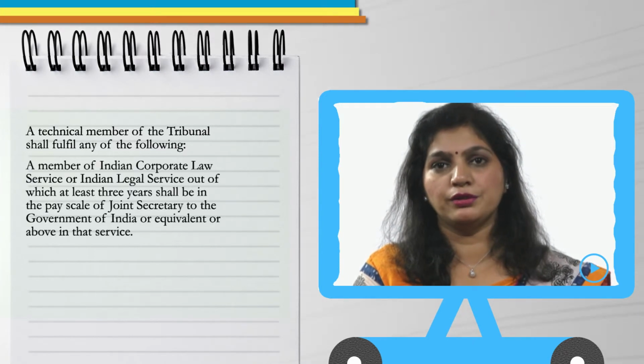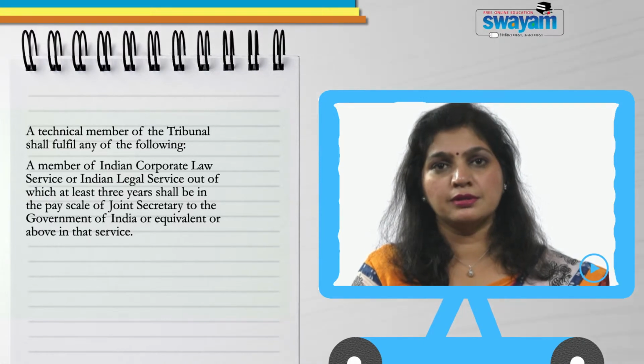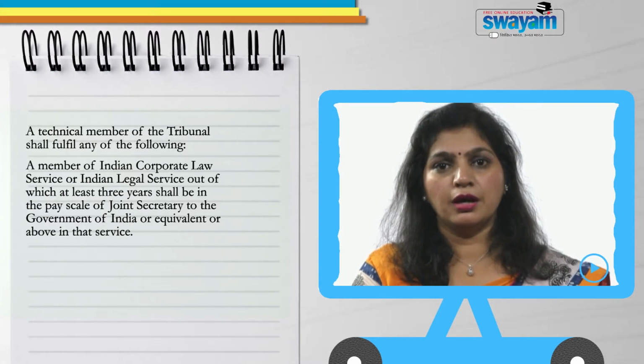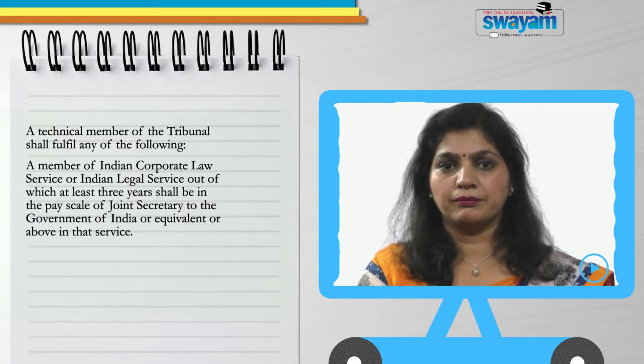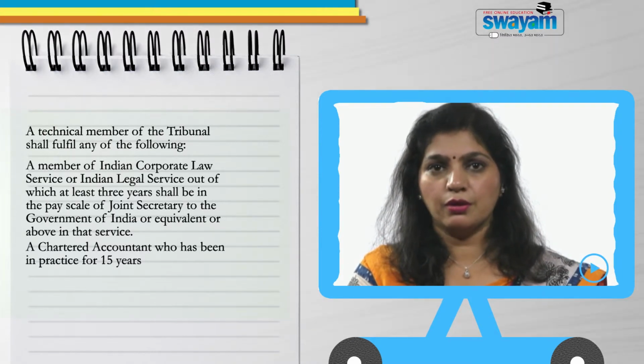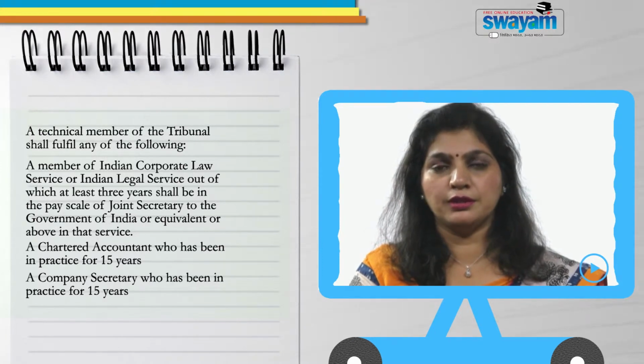He can be a member of Indian Corporate Law Service or Indian Legal Services, out of which at least 3 years shall be in the pay scale of Joint Secretary to the Government of India or equivalent or above in that service. A chartered accountant who has been in practice for 15 years, or a company secretary who has been in practice for 15 years.